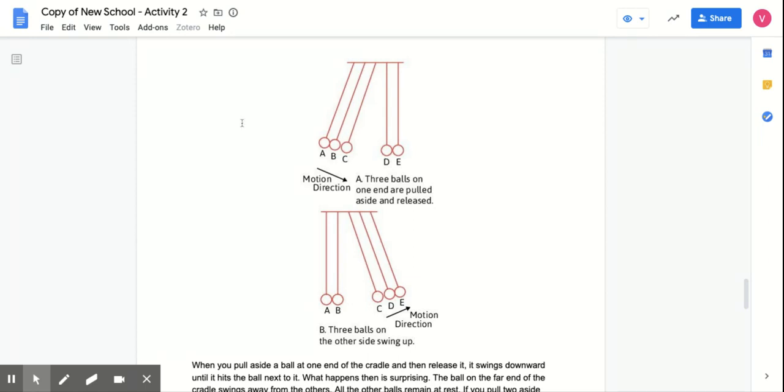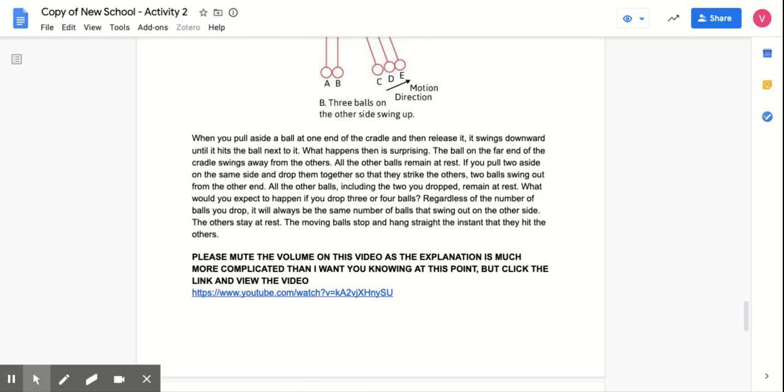So you have 3 moving initially, 2 remaining still. Toward the end of it, we have 2 still and 3 that are moving. So the same number of balls that are moved at the beginning of Newton's cradle are also moving at the end of Newton's cradle. And we're going to talk about that in this reading.